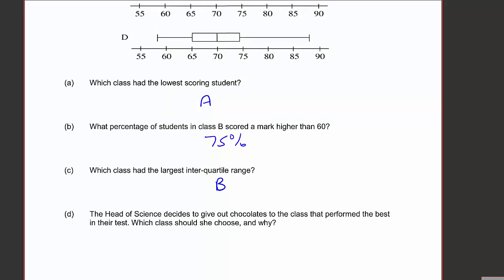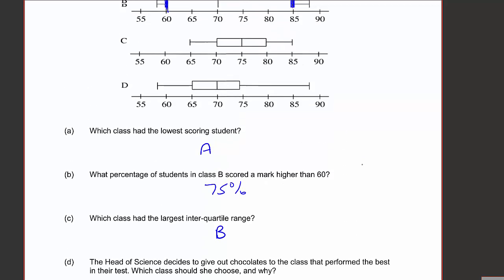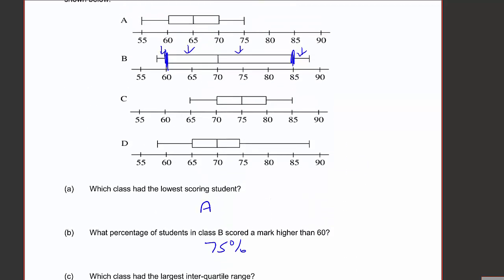The head of science decides to give out chocolates to the class that performed the best in their test. Which class should she choose and why? Well, to my mind, it looks like this is the best performing class. It's true that we have higher performing students here and here, but this one has the highest median.